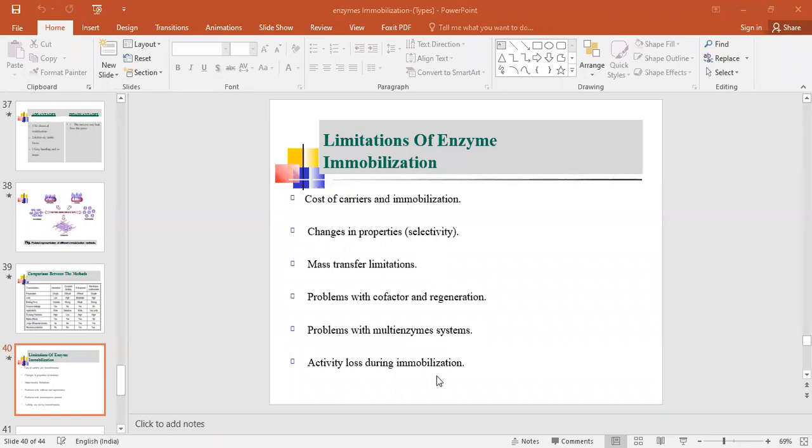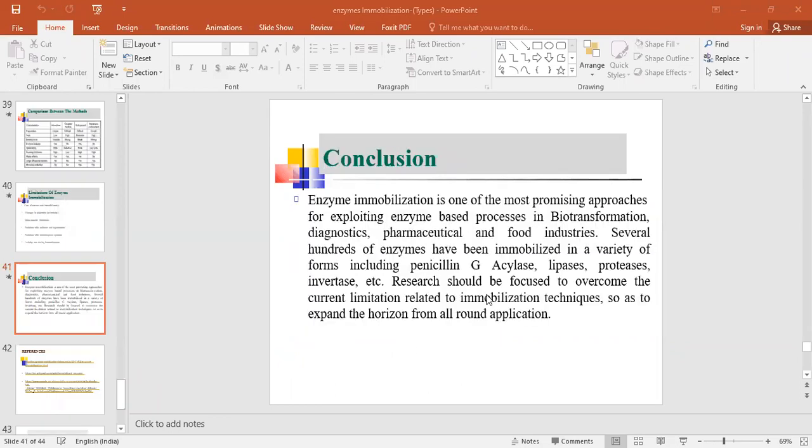Then activity lost during the immobilization. Yes, as I told you, by binding to the solid support, the matrix polymer or the carrier, what happens? Sometimes the conformation of the enzyme changes in such a way that the active site structure changes, and so it loses its activity. Okay, so these are some limitations of this enzyme immobilization.